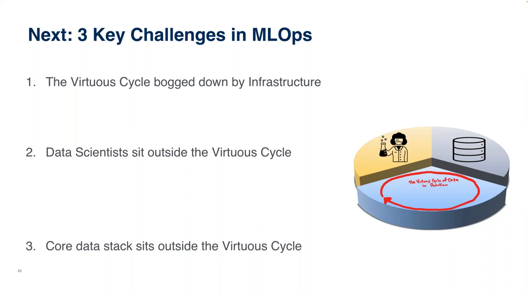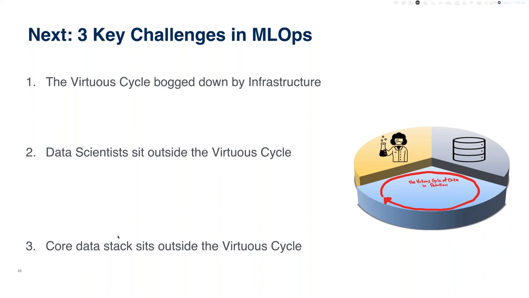And there's really three key challenges in what people are calling MLOps, ML operations. The three key challenges I would identify are: the first is that the virtuous cycle is bogged down by infrastructure. The second is that data scientists are out of the loop. And the third is that the core data stack is out of the loop. So let me go through these together.